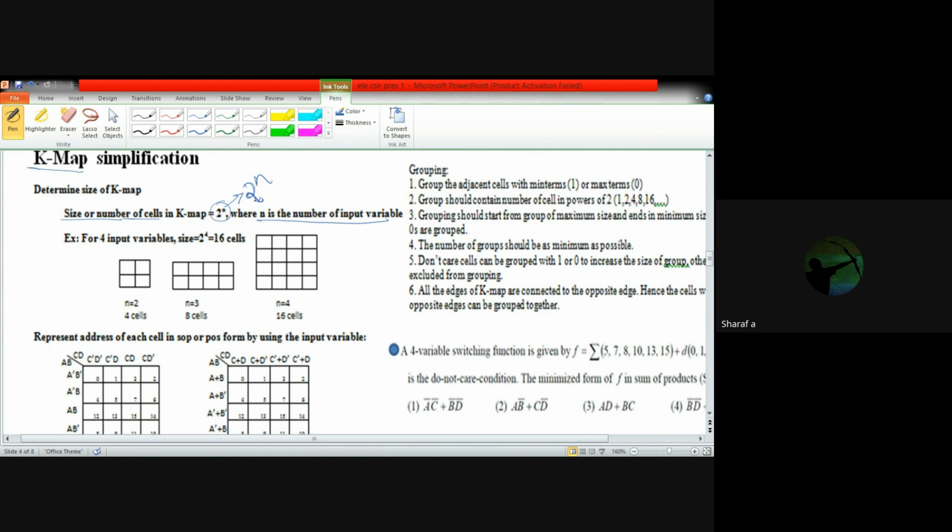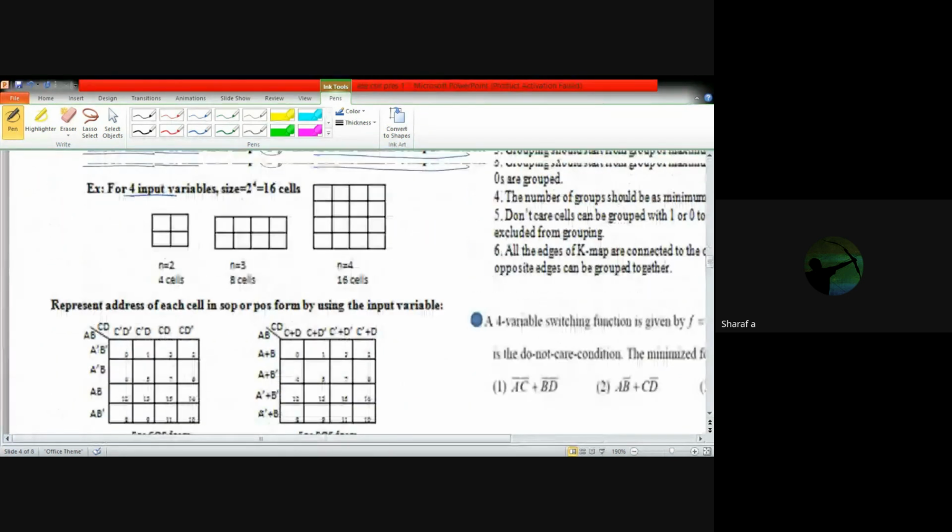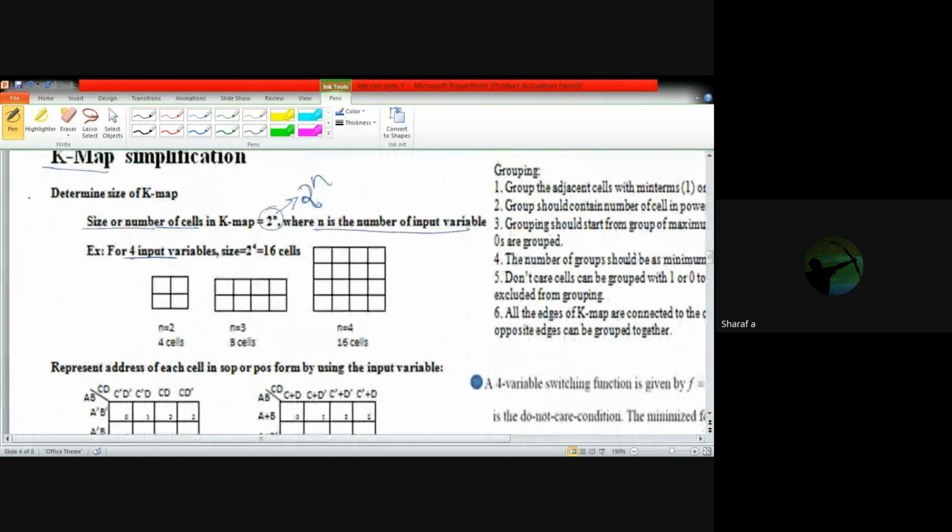Okay. So, for example, we have given here, if you have 4 inputs, I will zoom in a little bit so that you can see, then the size of the K-map, or the number of cells, will be 16. That is 2 raised to 4. 2 raised to 4 will give you 16 cells. Okay, so the size of the K-map is 16 cells. The first step is to find what is the size of your K-map.